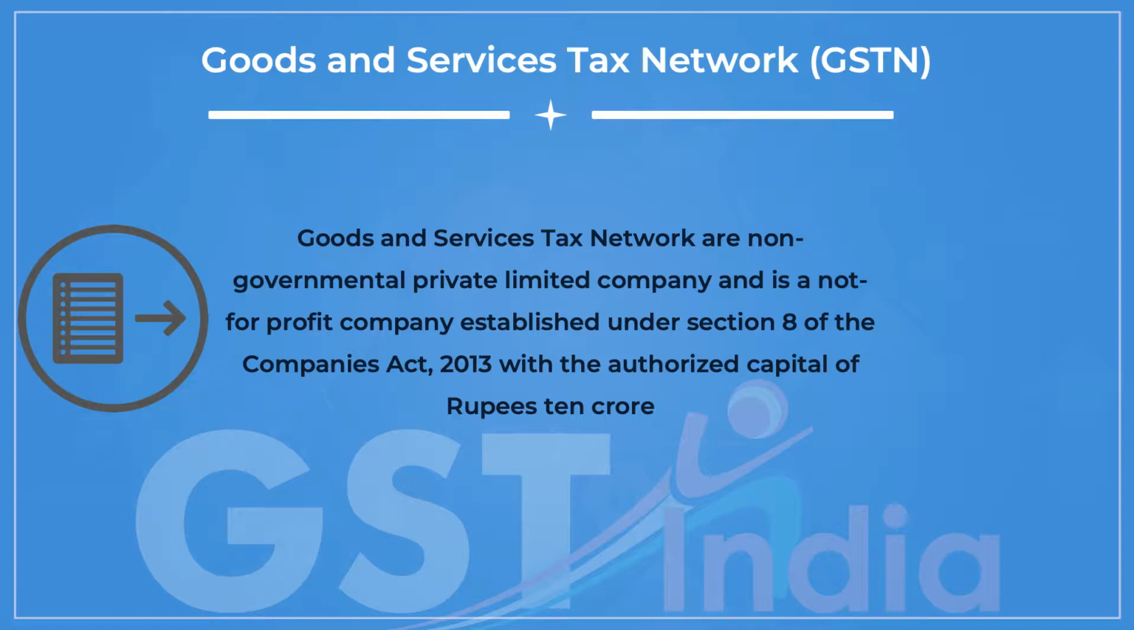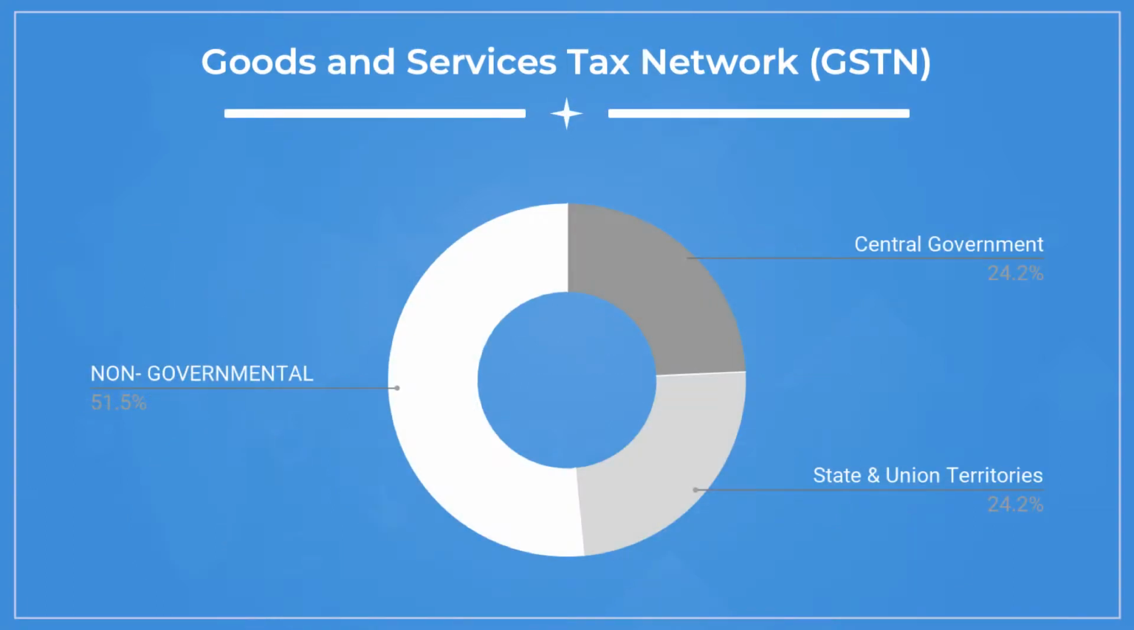Goods and Services Tax Network, also known as GSTN, is a non-governmental private limited company and a not-for-profit company established under Section 8 of the Companies Act 2013 with an authorized capital of rupees 10 crore. The central government has an equity share of 24.5%, the states and union territories also have 24.5%, and the remaining 51% of the share is contributed by non-governmental financial institutions. The GSTN is the foundation for the technology setup for GST administration in India.